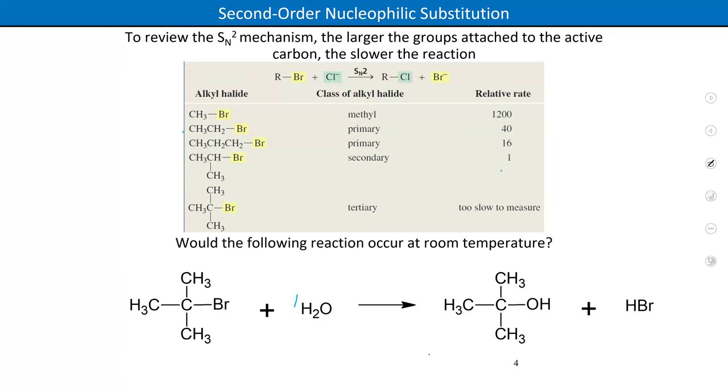It's going to depend on how good of a nucleophile you have and how good of a leaving group you have. Good leaving groups and weak nucleophiles favor SN1. Strong nucleophiles and weak leaving groups favor SN2, because you need that nucleophile to come in and force its way in to force the leaving group to leave.